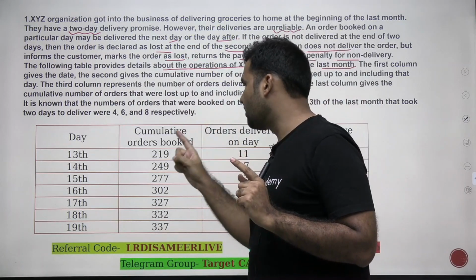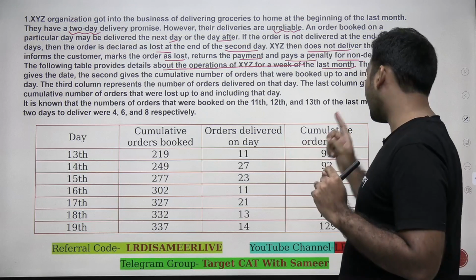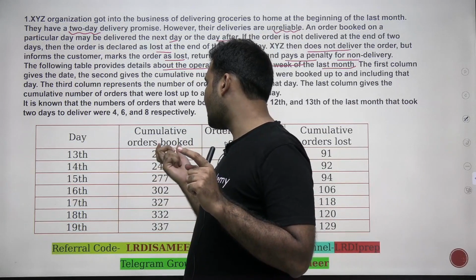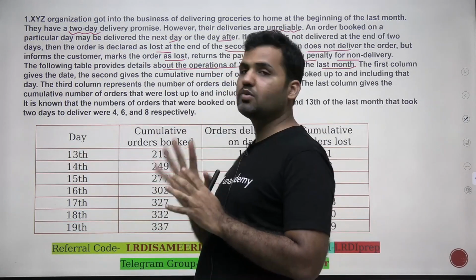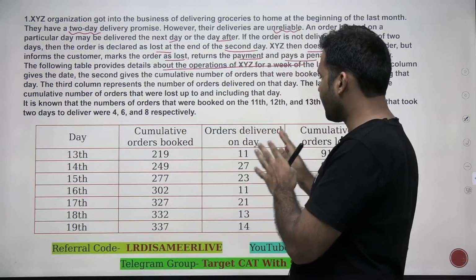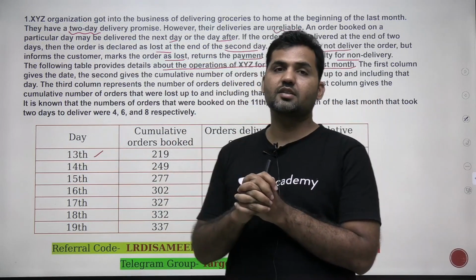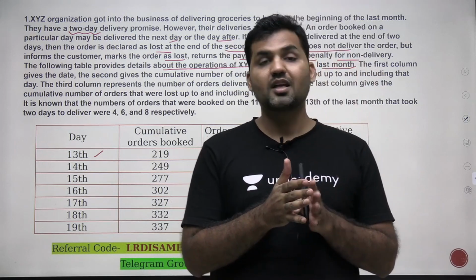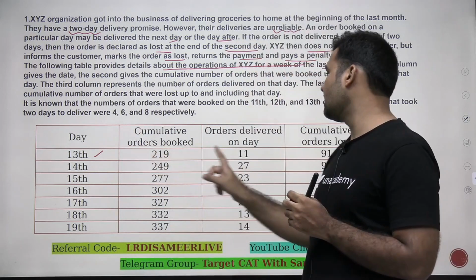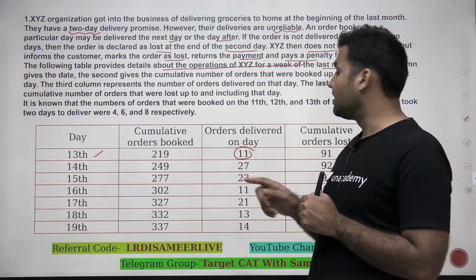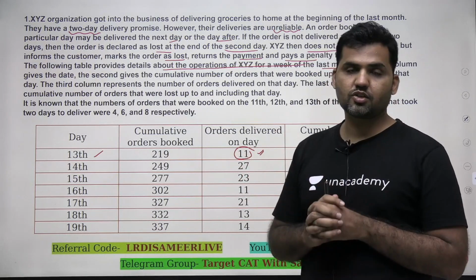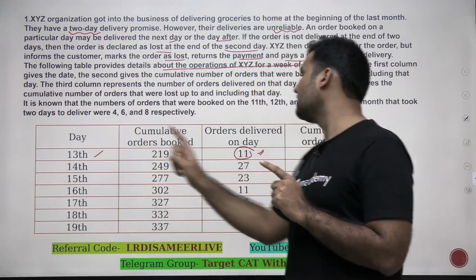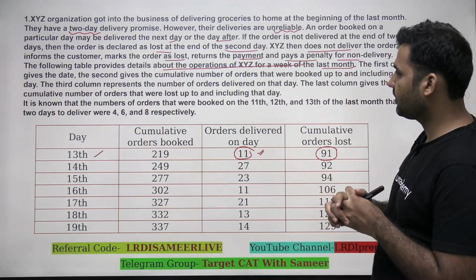It's about cumulative orders booked, orders delivered on that day, and cumulative orders lost. So that means by 13th of that last month, the total number of orders that have been booked till 13th are 219. And orders delivered on the day. Now on 13th, think guys, if I'm delivering an order on 13th, that must have been placed either on 11th or on 12th because it's a 2-day delivery process. So on 13th, I'm delivering 11 orders. These 11 orders must be of the date of 11th or of 12th. And the total number of orders which have been lost till 13th are 91, right?